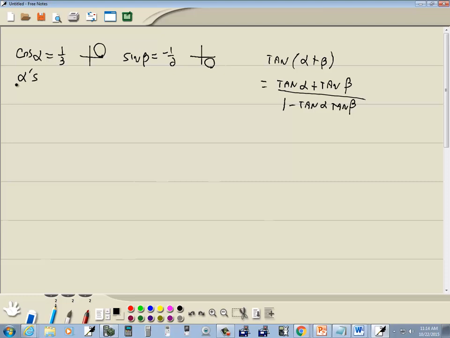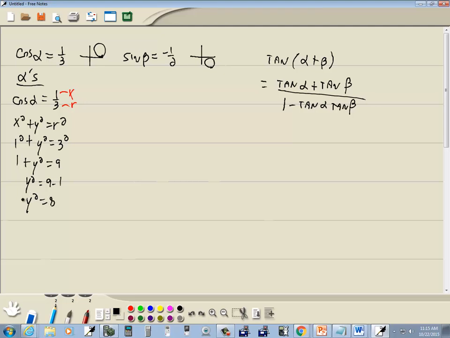First, let's look at alpha's. They tell us cosine alpha is equal to 1 over 3. Remember, cosine is x over r. So we need to find y. So I got x squared plus y squared is equal to r squared. So x is 1. So we got 1 squared plus y squared is equal to 3 squared. So 1 plus y squared is equal to 9. Take the 1 over, and we got y squared is equal to 9 minus 1, or y squared is equal to 8.